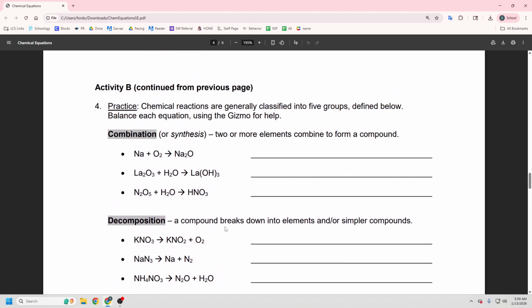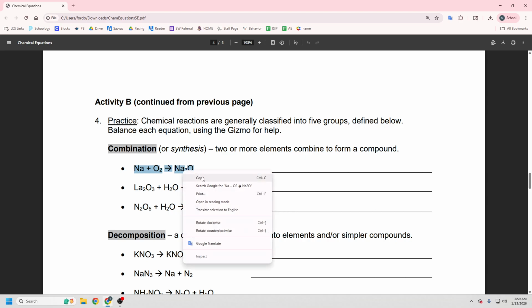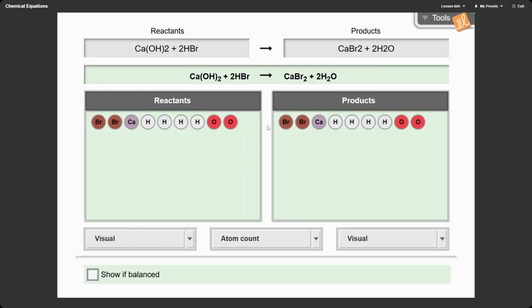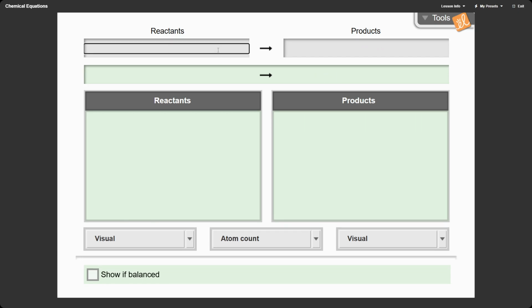So like before, this is going to take a while. We have 2 days to work on this, so we should have more than enough time to finish this. You take this chemical equation, copy it by either right-clicking or by hitting Control-C, and then you click and you paste it.